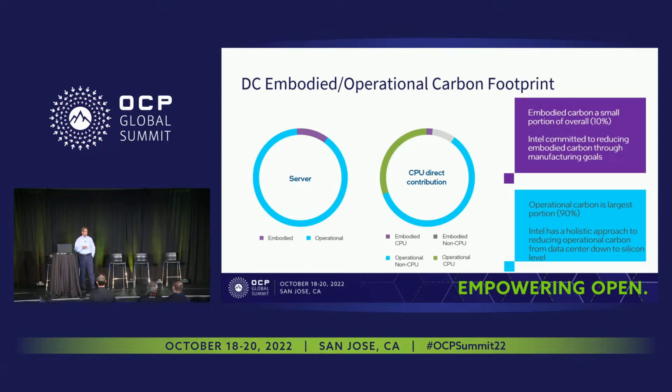In fact, Intel is committed to reducing it. Right now, 83% of our energy is green. Our goal is to get to 100% green by 2030 and net neutral by 2040. Those are our corporate goals right now. So we will work on that problem. It's not to say we won't.